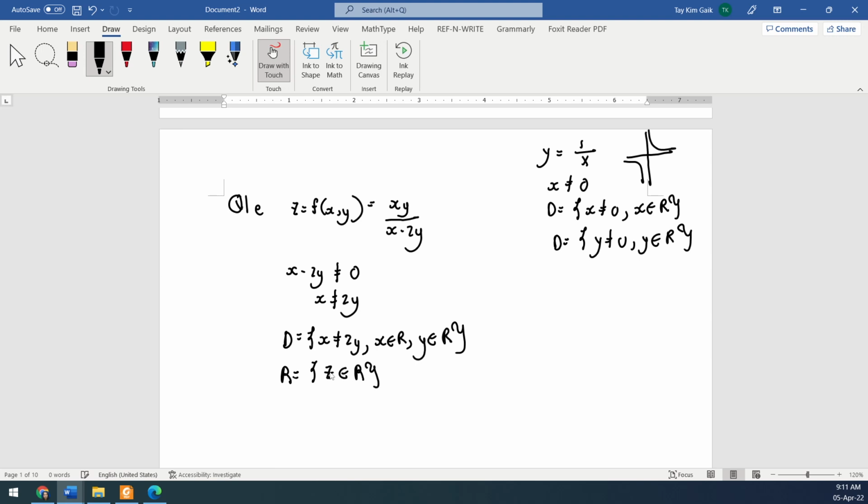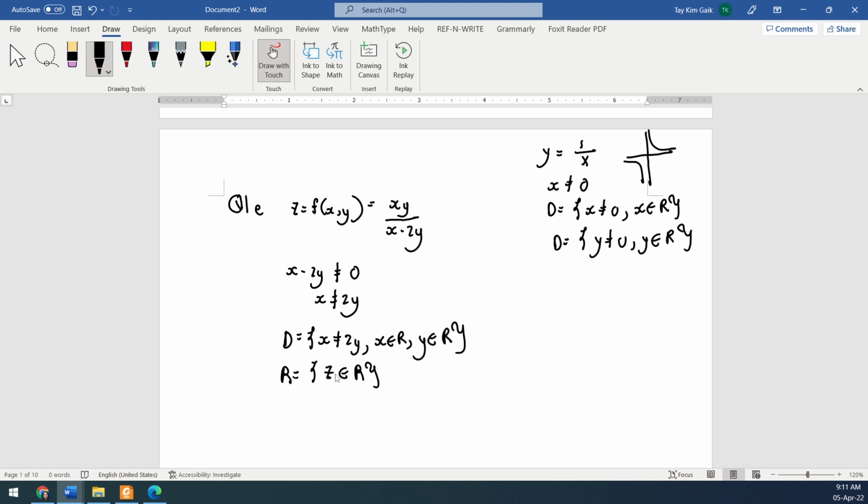So that's why in this case, the range is actually z is a member of real number, not because this one is 1 over x. This one's numerator is x times y, and x can be any real number. Let's say x is 0, y is 0. So numerator is 0, and 0 divided by anything, you can get 0. That's why z here has no restriction, unlike here, where y cannot be equal to 0.